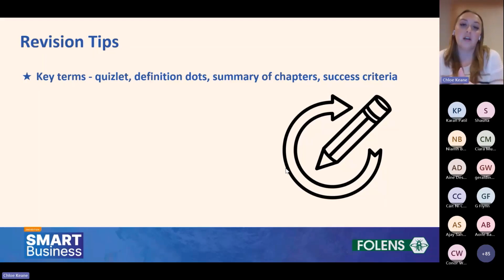And I set them a revision topic on the Monday, and then we look at it again on the following Monday, and I give them some homework to do. So in September, I usually start off easily enough, and I give them maybe a Quizlet or a definition dot or a summary of a chapter with the success criteria. So what I want them to know by the end of revising that chapter. And I ask them to put up proof of revision.